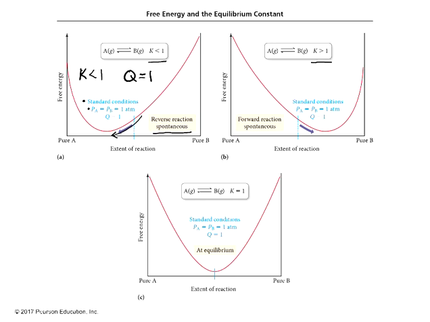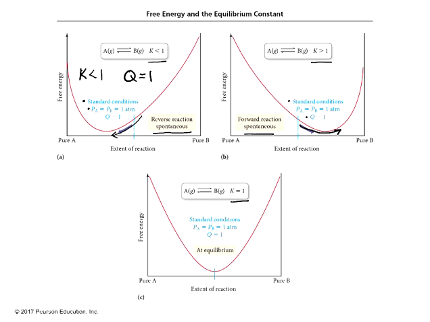Now, what if K is greater than 1? If K is greater than 1, that means we have a lot of products. So that means that the reaction is spontaneous in the forward direction. Now again, under standard conditions, if Q is equal to 1, we're trying to bring Q closer to K. So we're trying to go in the forward direction to get to equilibrium.